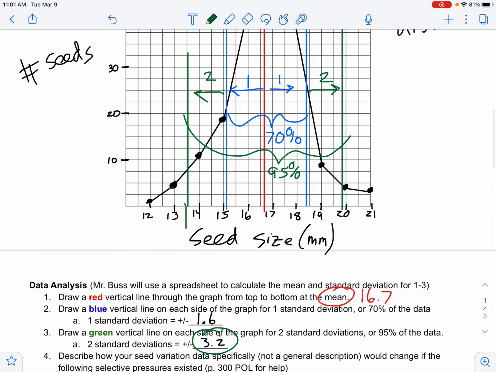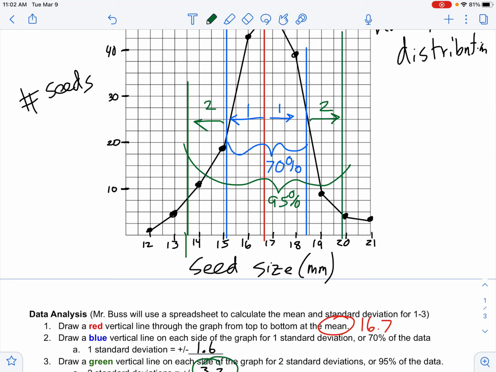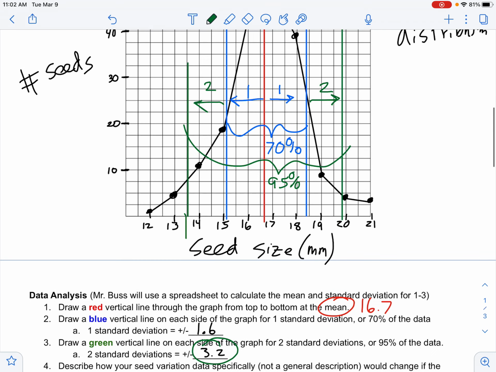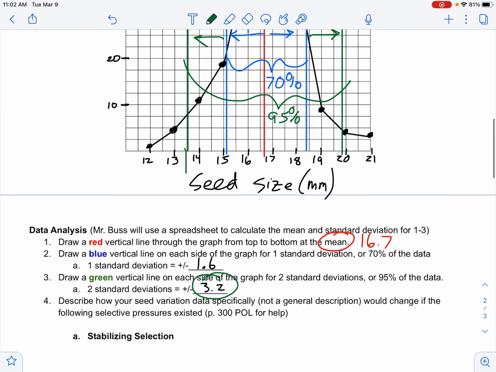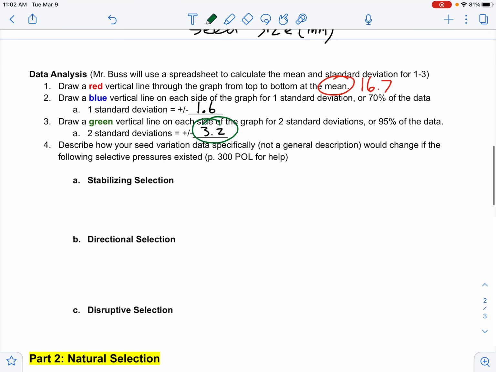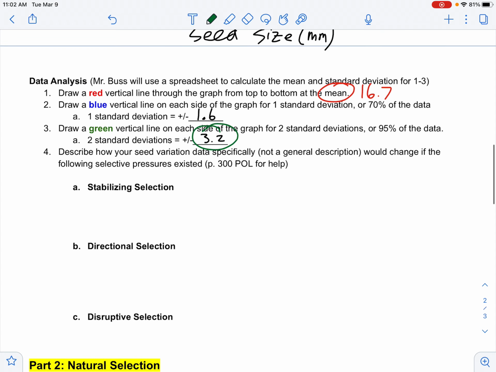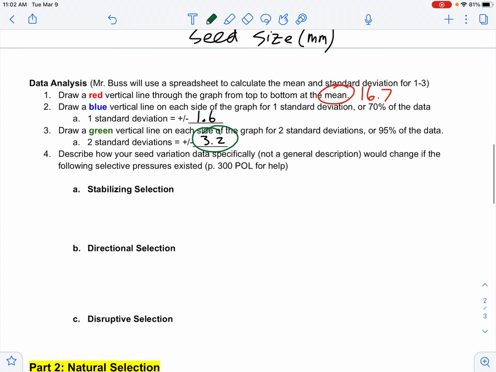It's a more simple equation. Standard error of the mean is very similar to standard deviation because the equation includes the standard deviation, but we're not going to do anything with the standard error of the mean. So for number 4, explain how your normal distribution or bell curve of seed variation data would change under the following selective pressures.